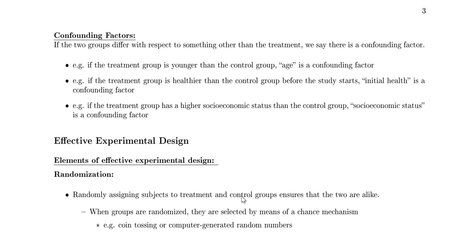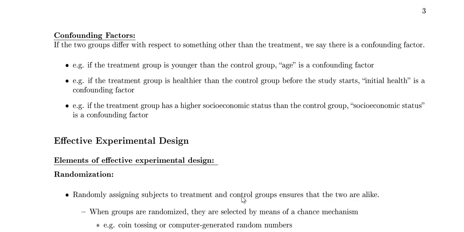So now, confounding factors. If two groups differ with respect to something other than the actual treatment, in this case the vaccine, we say that there is a confounding factor. So if your treatment group is, say, younger than your control group, then age would be a confounding factor. Or if your treatment group is healthier than the control group before the study actually starts, then initial health would be a confounding factor. Or if your treatment group has a higher socioeconomic status than the control group, then socioeconomic status would be a confounding factor.